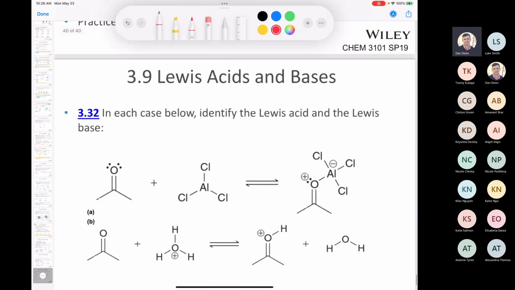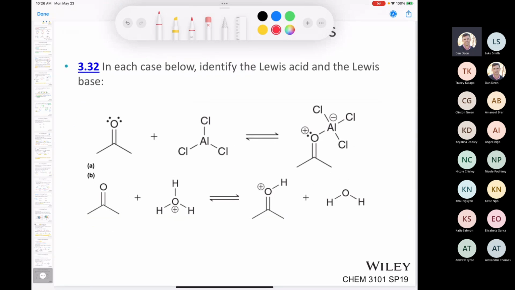Well, let's try a practice problem and then we'll call it a day. It says, in each case below, identify the Lewis acid and Lewis base, and I'm going to add something to it. We'll put here, and draw curved arrows. You only need one curved arrow per reaction here. But let's take a look.